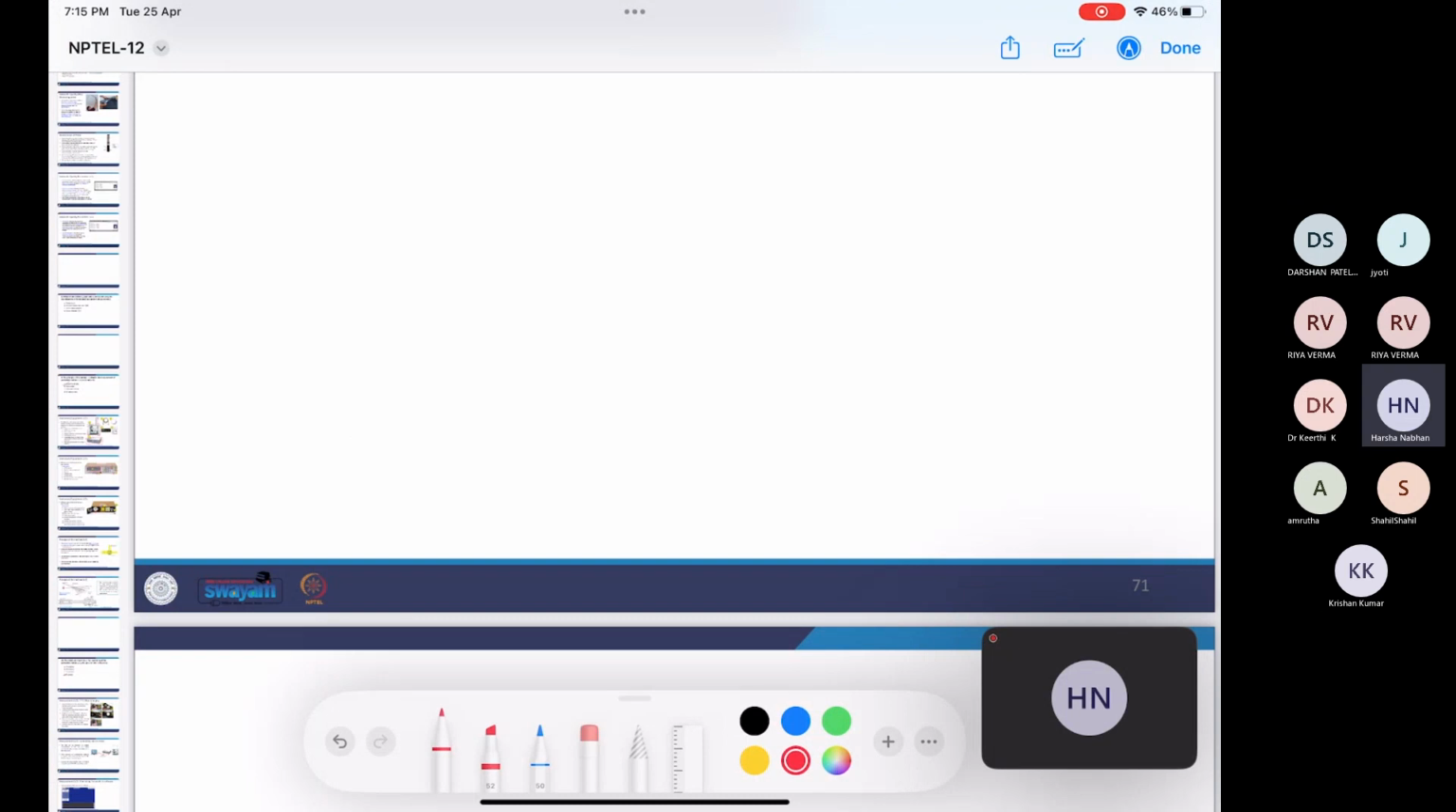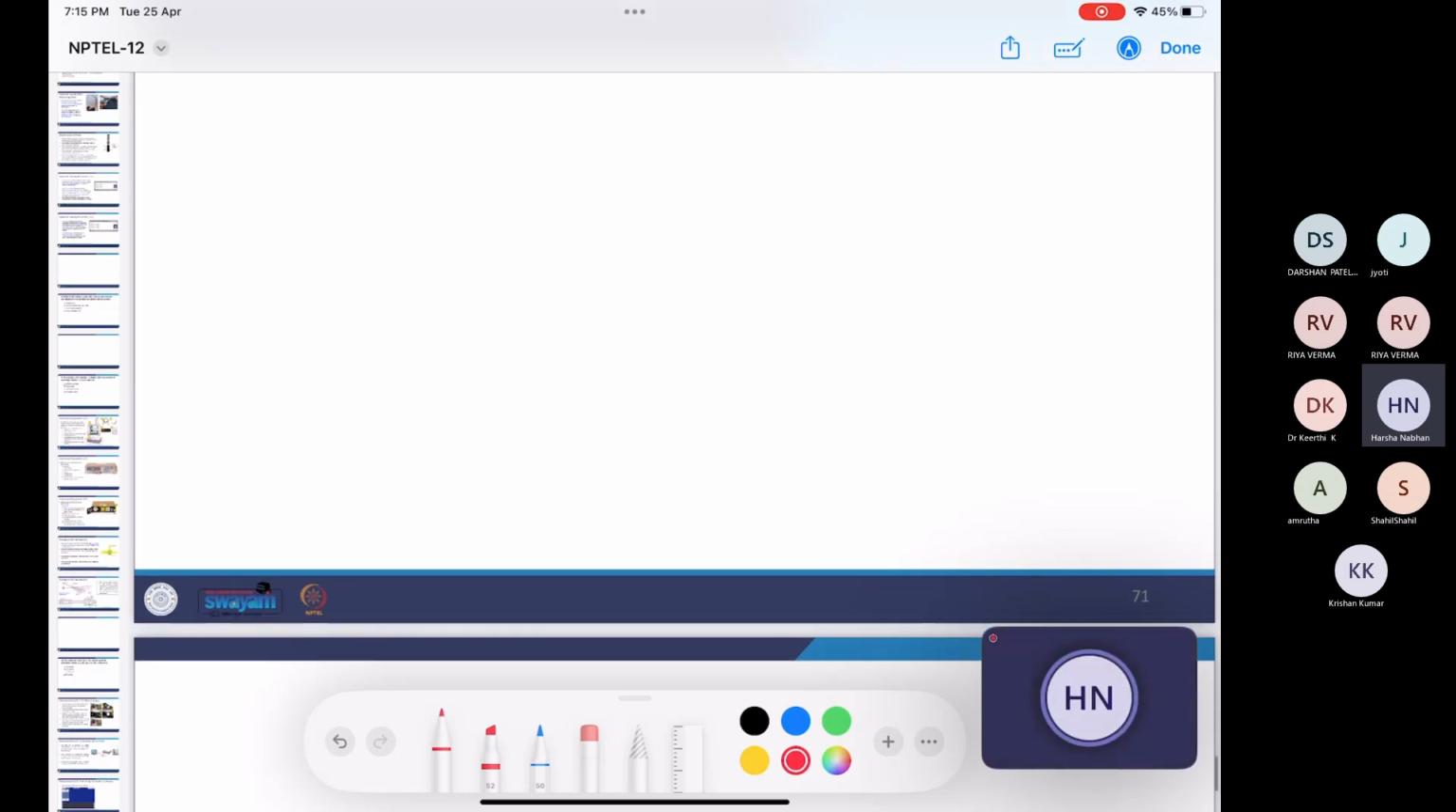Ma'am, lecture 59 talks about the multi-gas monitor. That means that the monitor is monitoring multiple gases. So what is the meaning?